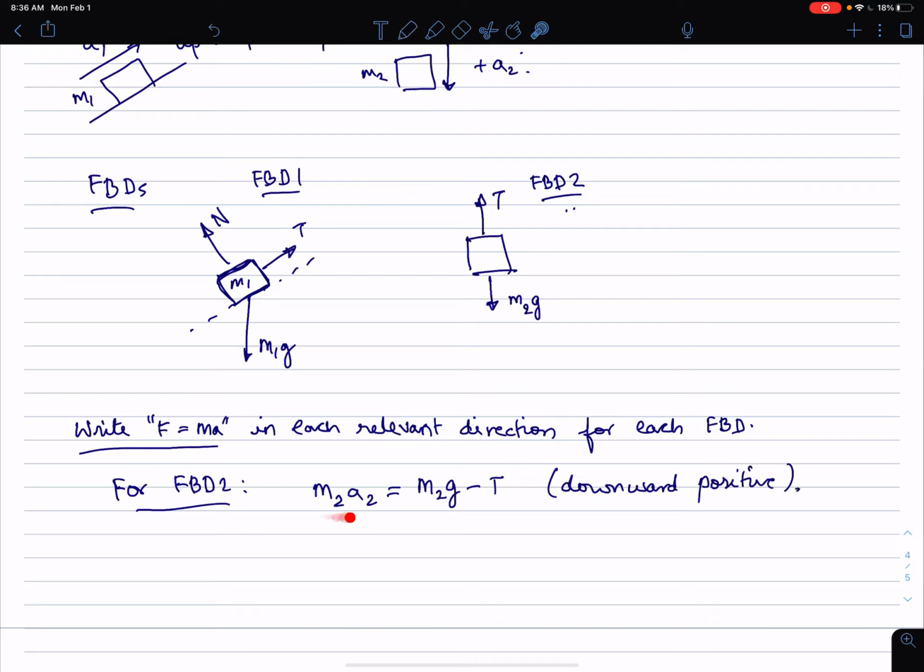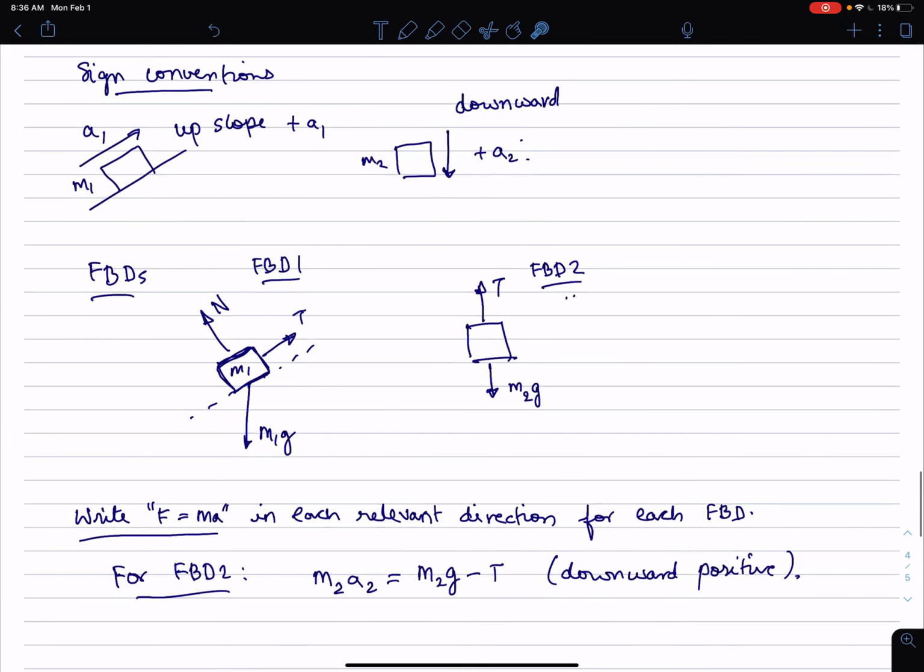Everything is downward positive. M2A2 is downward positive, M2G is downward positive, and because T is upward, you have a negative sign there. Okay, so that's FBD2. Similarly, we can write an equation for FBD1. You can write it in terms of I and J, right?